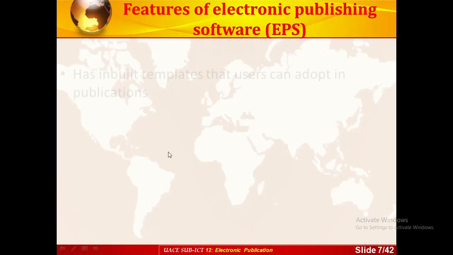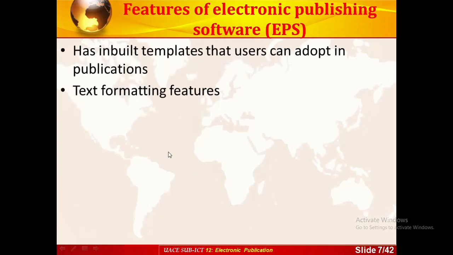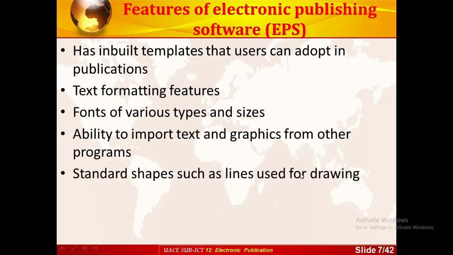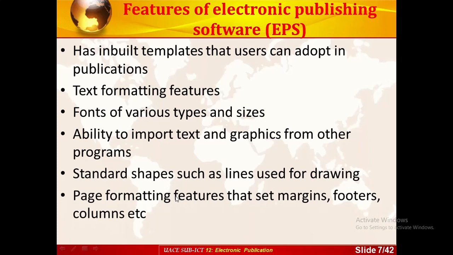Let's look at the features of publishing. One of them, it has inbuilt templates that users can adopt in a publication. Of course, when you open Publisher, there are inbuilt templates which you select from and design anything you wish to do. Then text formatting features are there, like bold, font, and sizes. We can look at the ability to import text and graphics from other programs. There are shapes and lines for drawing. You can use shapes, you can use lines, and many others. Then page formatting features that set images, footers, and columns.